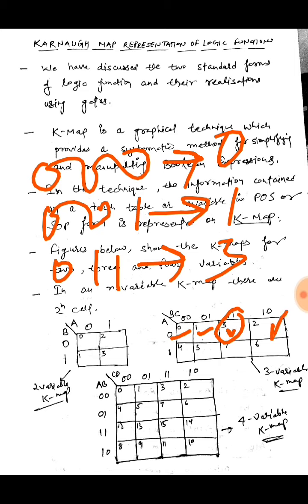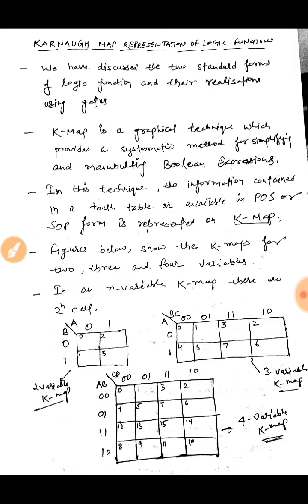So it depends on the gray coding which is used in these K maps to simplify the logical functions, so that the adjacent cells differ only in one variable, that we will see later. Similarly, for a 4 variable K map, I have taken AB here and CD on this side. So A, B, C, D are 4 variables. So it would have 2 raised to power 4, that is 16 cells. So for C and D, we have 0, 0, 0, 1, 1, 1, 1, 0.